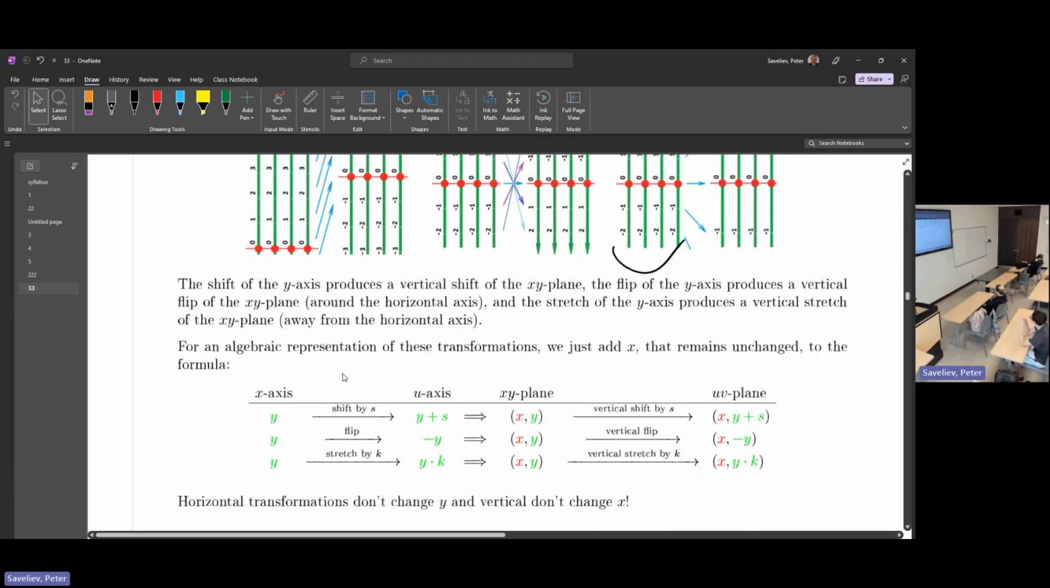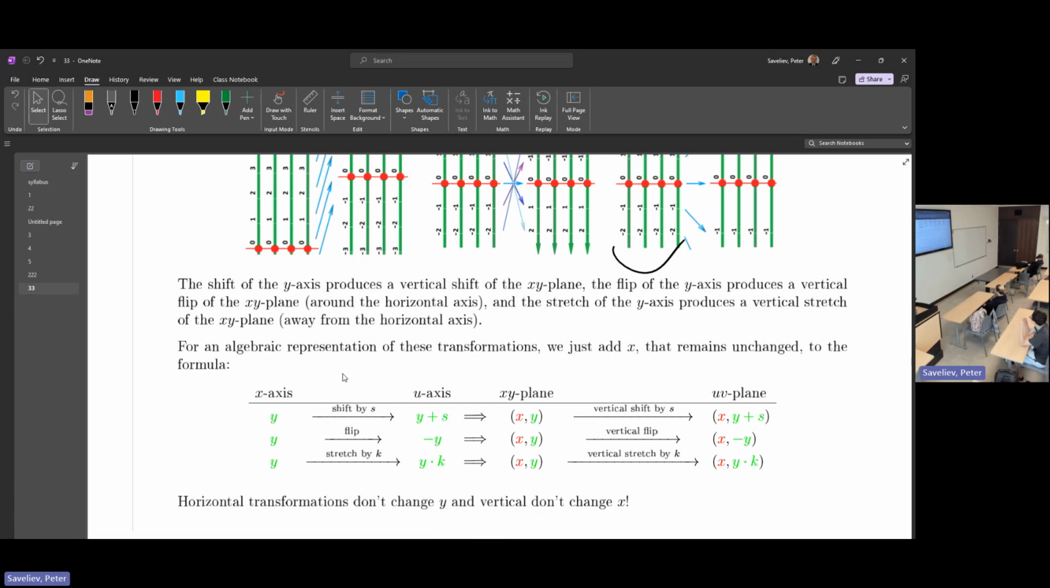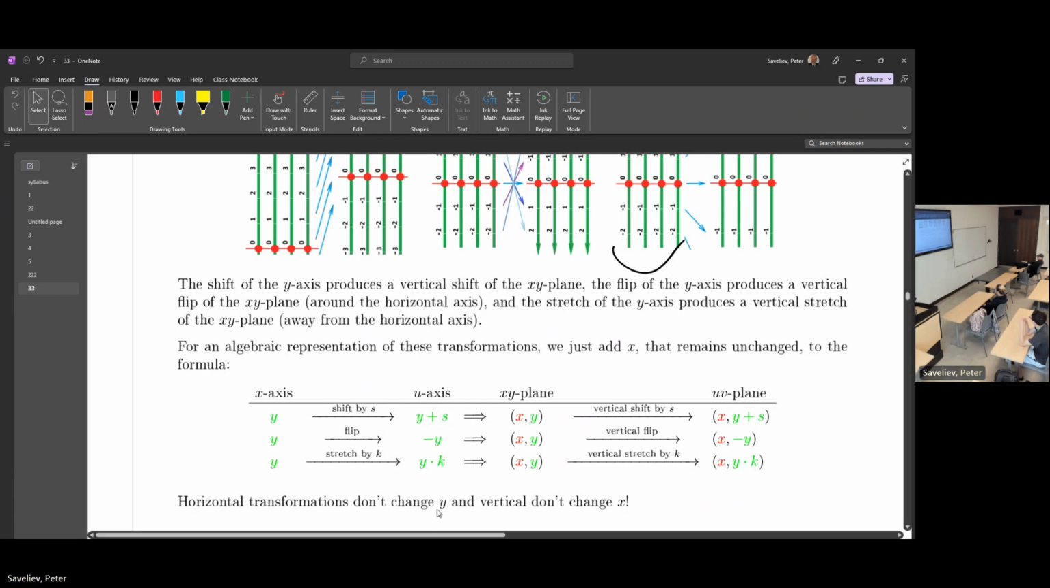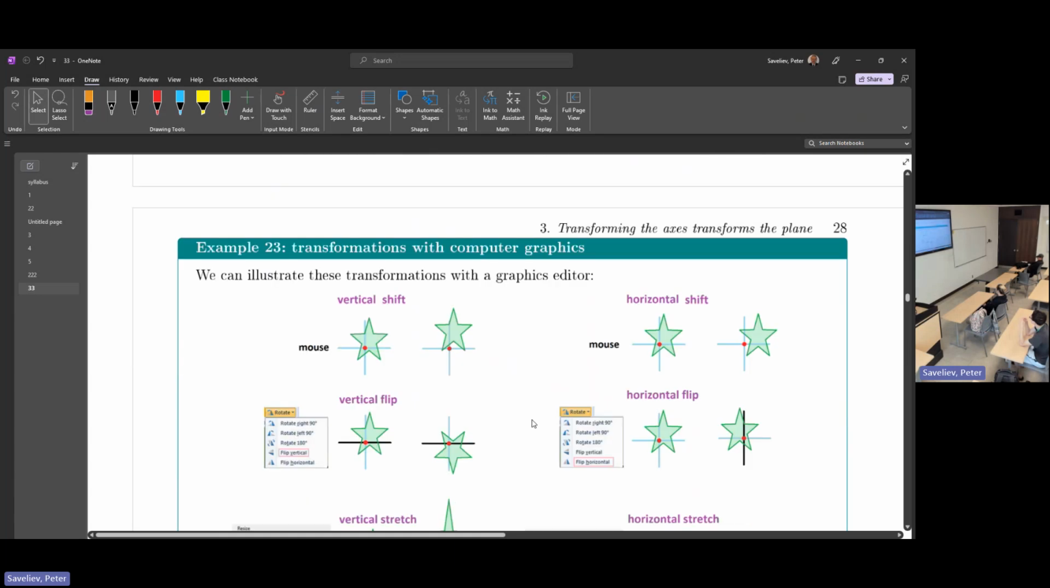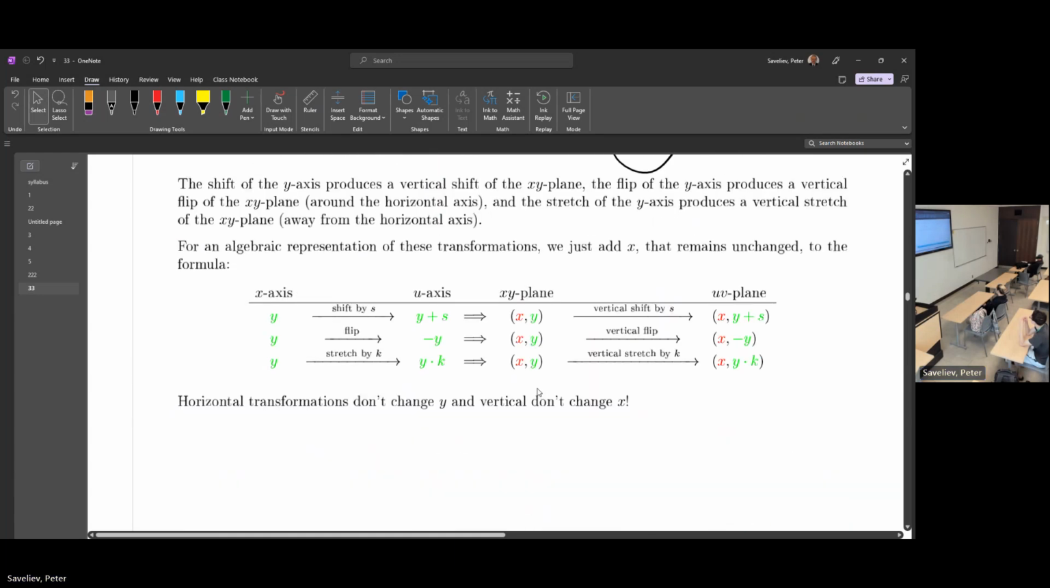So this is the algebra. Once again, the three transformations. Once again, look at x. The red axis remains intact, because we concentrate entirely on the vertical transformation, and then y. The formulas are the same. The algebra is the same. y becomes y plus s, or y flipped to negative y, or multiplied by k. These are the three transformations.